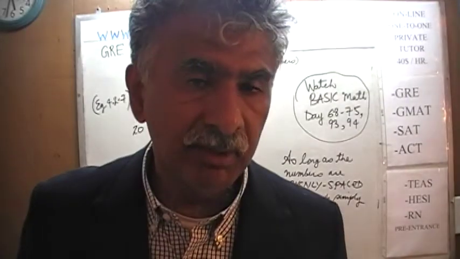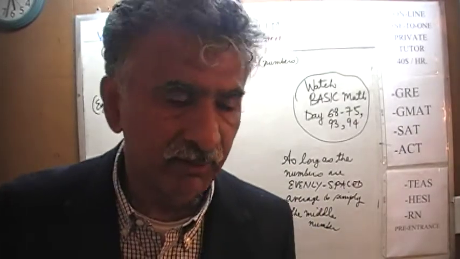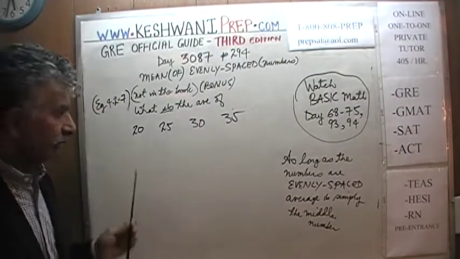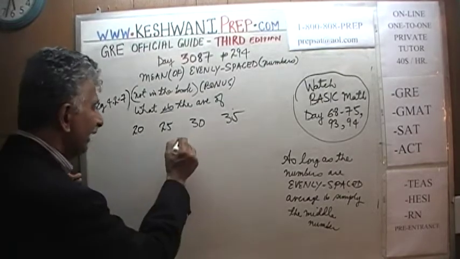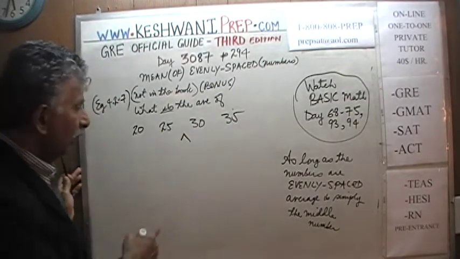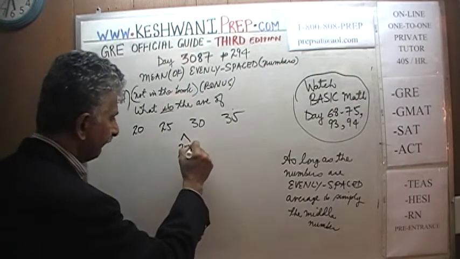There are only 4 of them. We don't have an odd number of numbers where we can figure out the middle one very easily. We have an even number of numbers, but they are evenly spaced. As long as they're evenly spaced, the average is going to be what falls exactly in the middle. What falls exactly in the middle between 25 and 30 is 27 and a half.